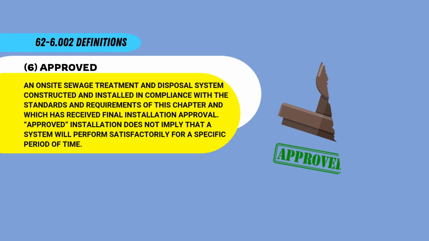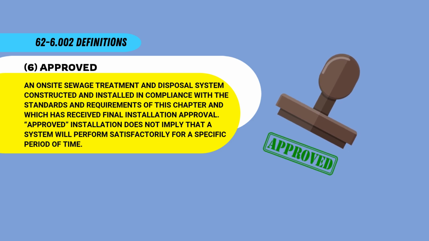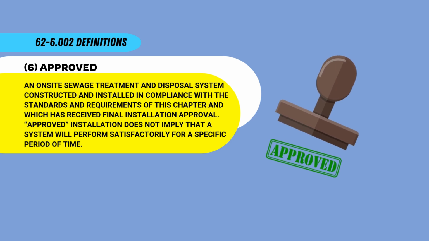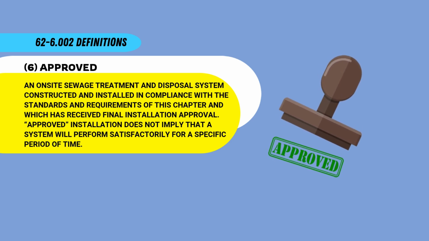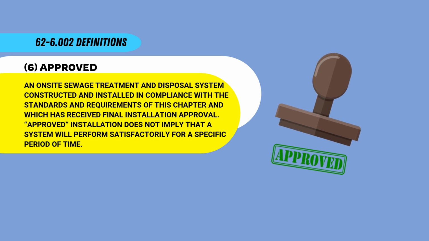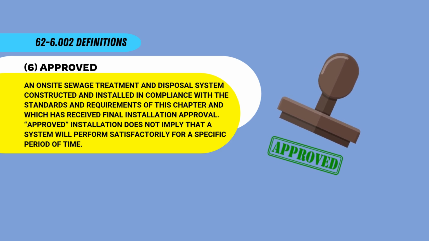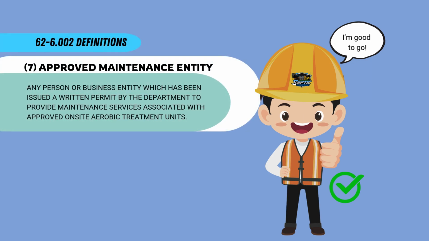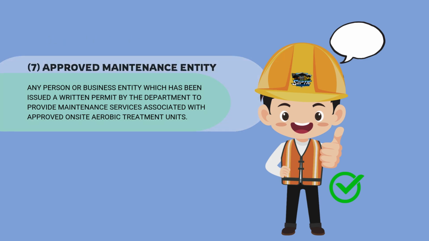Approved, an on-site sewage treatment and disposal system constructed and installed in compliance with the standards and requirements of this chapter and which has received final installation approval. Approved installation does not imply that a system will perform satisfactorily for a specific period of time. Approved maintenance entity, any person or business entity which has been issued a written permit by the department to provide maintenance services associated with approved on-site aerobic treatment units.